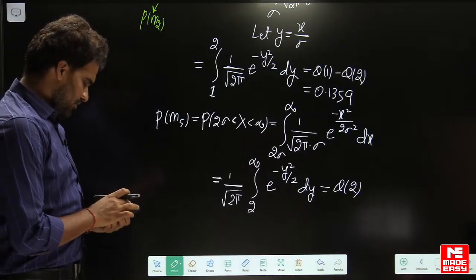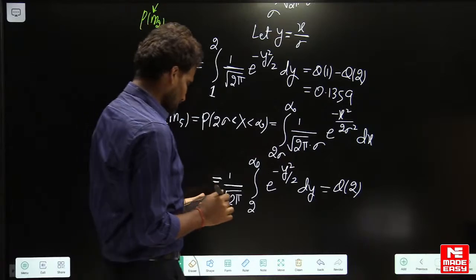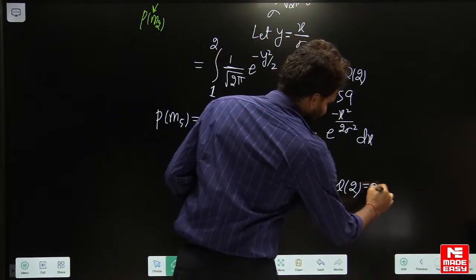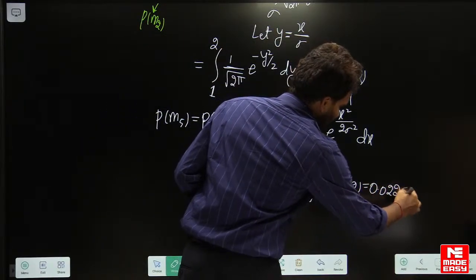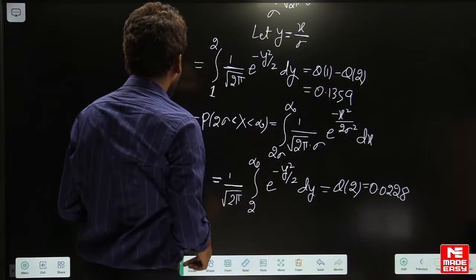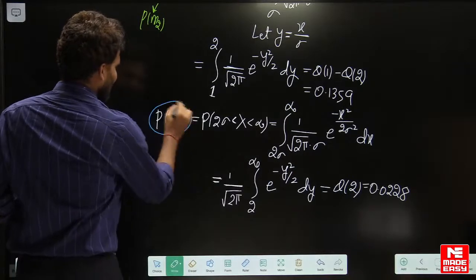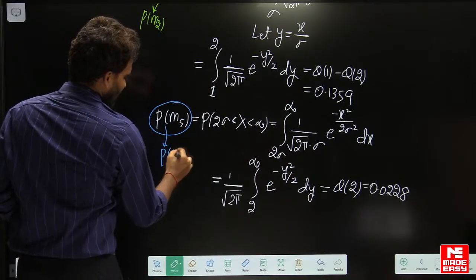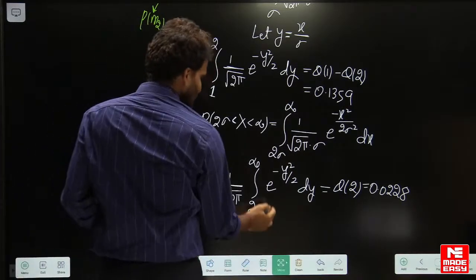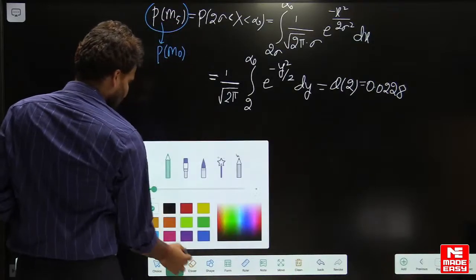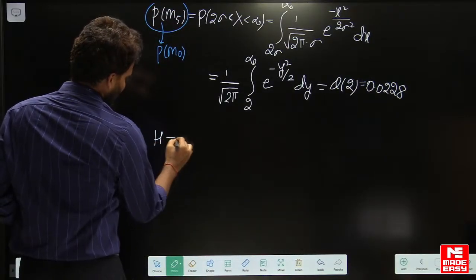The q2 value is given as 0.0228. That is, q2 is given. So this PM5 is same as PM0. Then we have to find the entropy at the output of the quantizer.